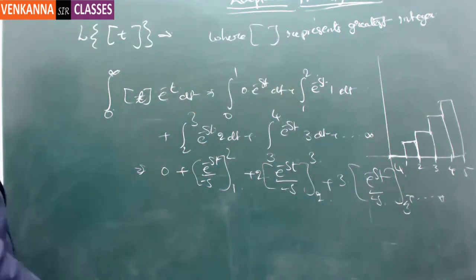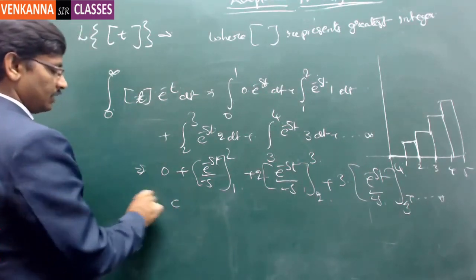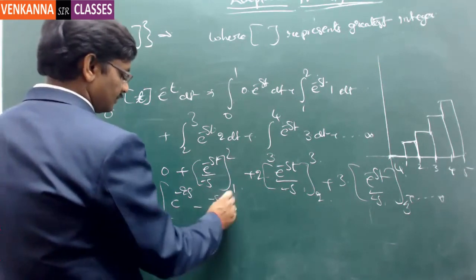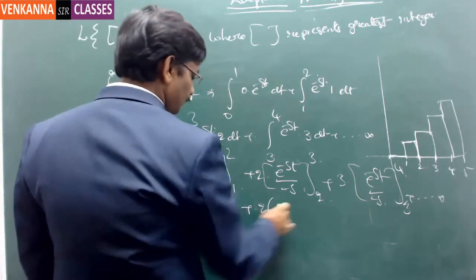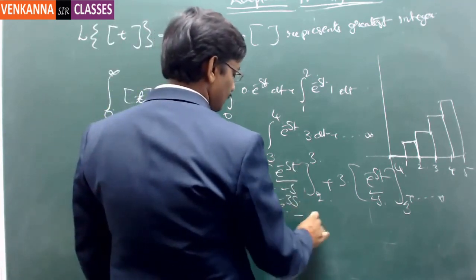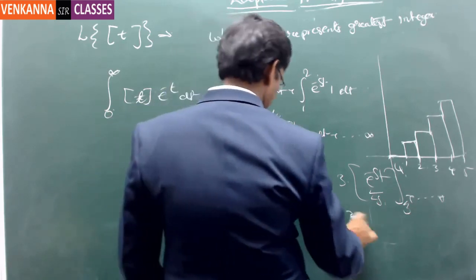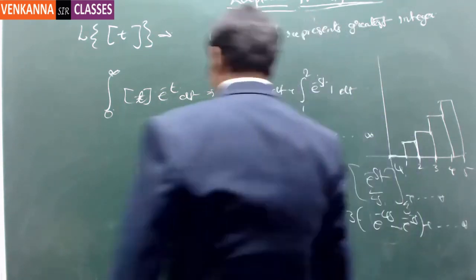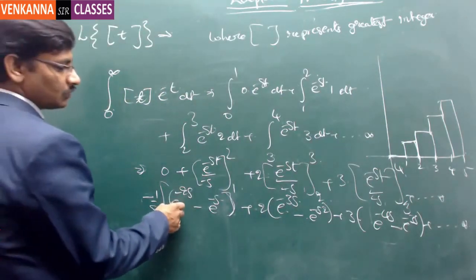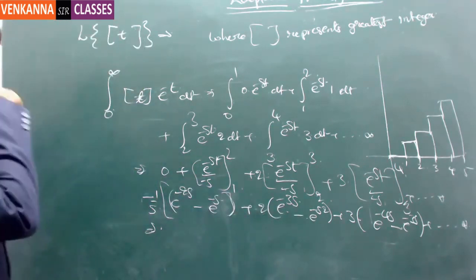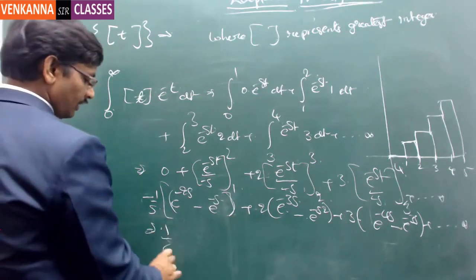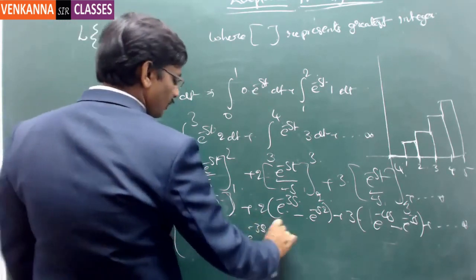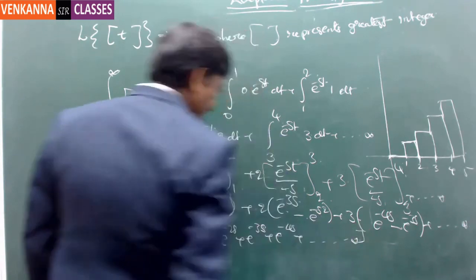Now you will have to substitute the limits. 1 by minus s you can take out, so minus 1 by s, and the terms are e power minus 2s minus e power minus s, plus 2 times e power minus 3s minus e power minus 2s, plus 3 times e power minus 4s minus e power minus 3s, plus and so on up to infinity. If you take one more minus out, this is 1 by s times e power minus s plus e power minus 2s plus e power minus 3s plus e power minus 4s, plus and so on up to infinity. Right?